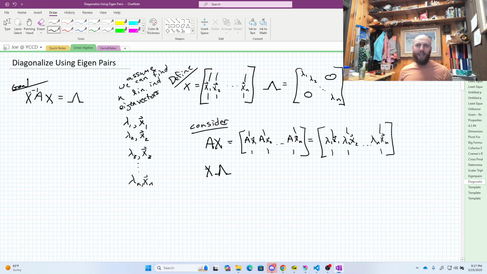This is my AX matrix. I've got the eigenvalues with their associated eigenvectors here as columns. Now, when I do this other multiplication, I'm multiplying this matrix, where I've got x1 here, x2 in the next column, and so on until we get to xn.